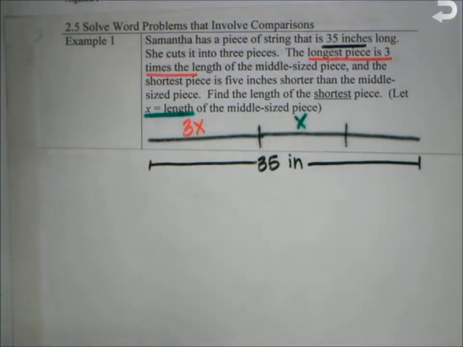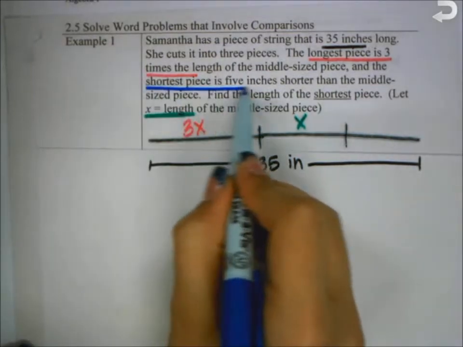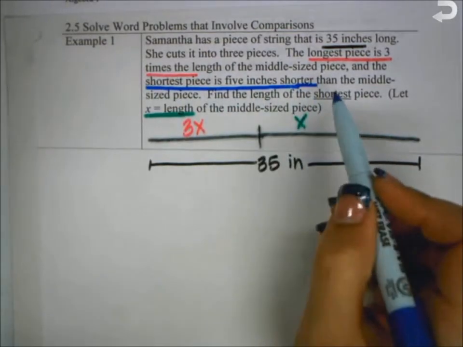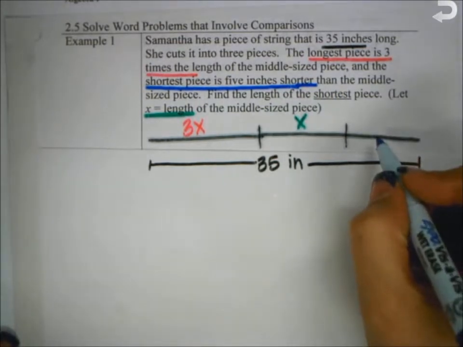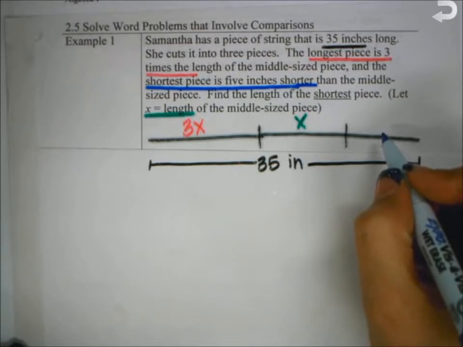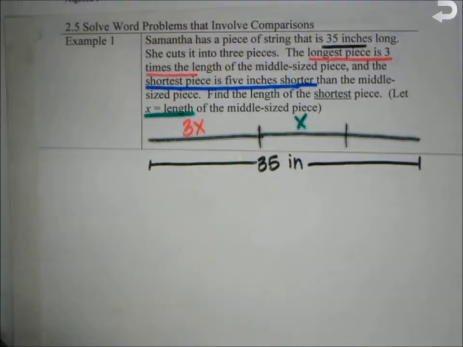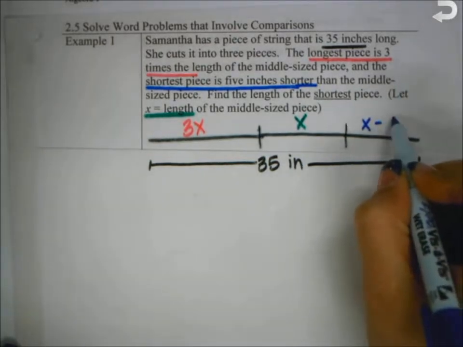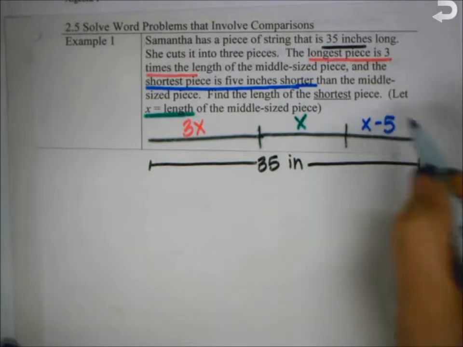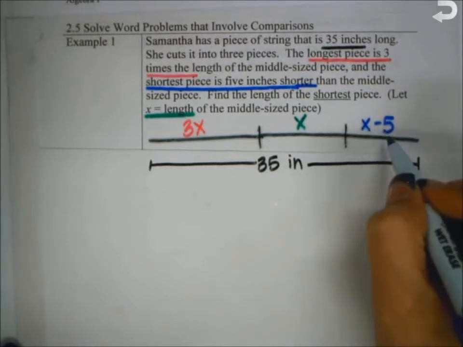And then we also know something about the shortest piece. The shortest piece is 5 inches shorter than the middle piece. So what's that going to be? Negative 5. No. Let's pretend like I know that the middle piece is 10 inches. So how long would the shortest one be? 5. How'd you get that? You subtract. So it's going to be x minus 5. No matter what x is, the smallest one is 5 inches shorter, correct?